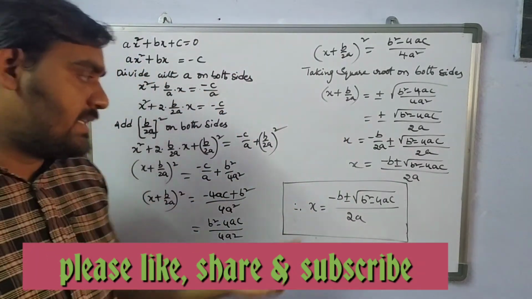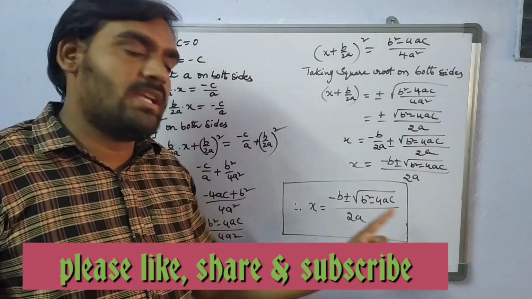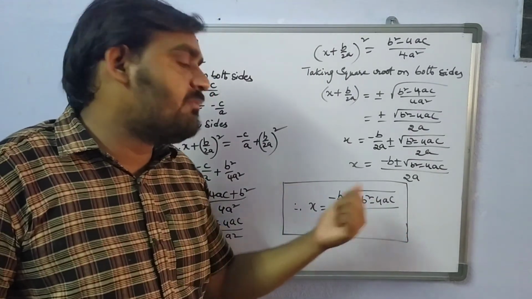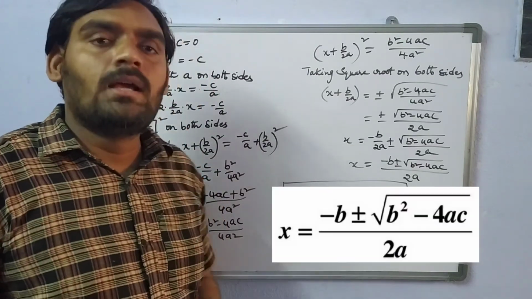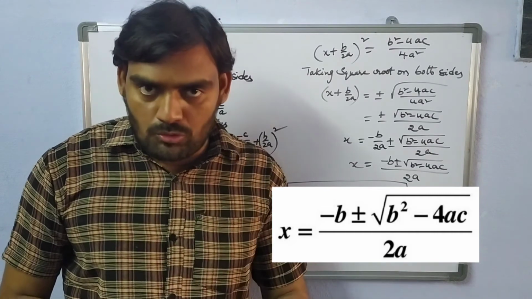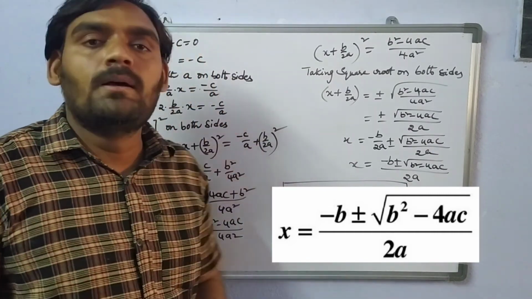See, one time we need to take minus b plus square root of b square minus 4ac by 2a. Another time we need to take minus b minus square root of b square minus 4ac by 2a. Because for every quadratic equation we will get two roots, so one time we need to take plus and the other time we need to take minus.